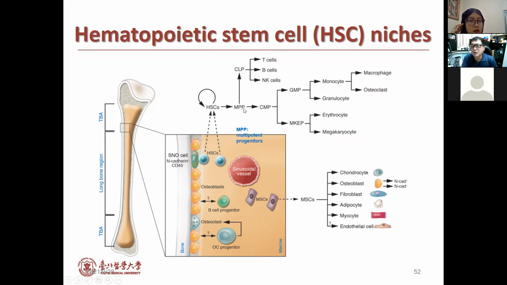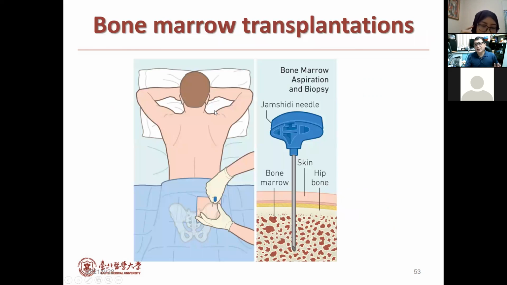What's the difference between stem cells and progenitor cells? The same thing is they have the capability to differentiate into different lineages, different types of cells. But stem cells are capable of regeneration. They can reproduce themselves, they are renewable. Progenitor cells cannot make their own. They just have the capability to differentiate into different lineages. That's the difference between stem cells and progenitor cells.